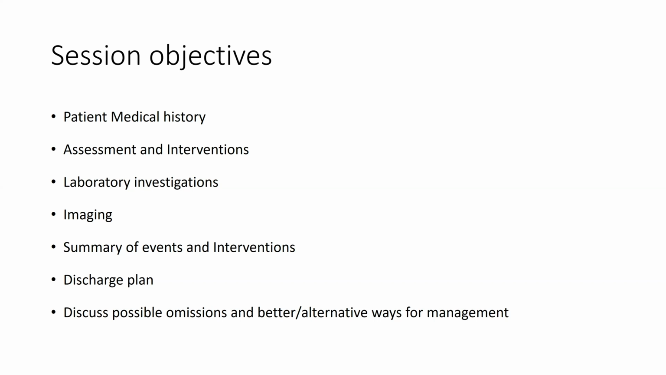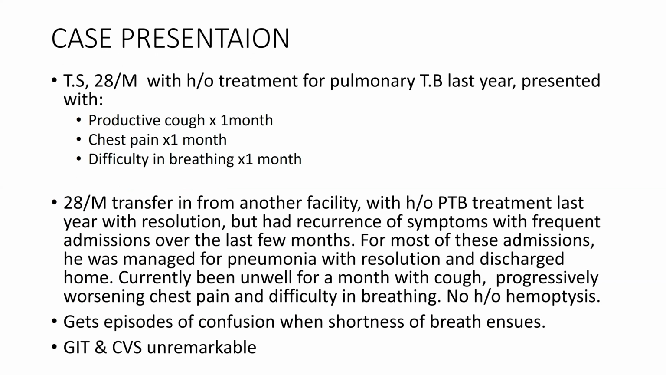So we had TS, a 28-year-old male who had been treated for PTB last year, and he had presented with a productive cough for a month, chest pain, and difficulty in breathing, all for a month. He was transferred from another facility with a history of PTB treatment last year, which had resolved, but over the past few months had been having a recurrence of respiratory symptoms and getting frequent admissions. For most of these, he was managed as a pneumonia patient. He improved and would get discharged, and then a few weeks later, get the same symptoms, be admitted, and then discharged.